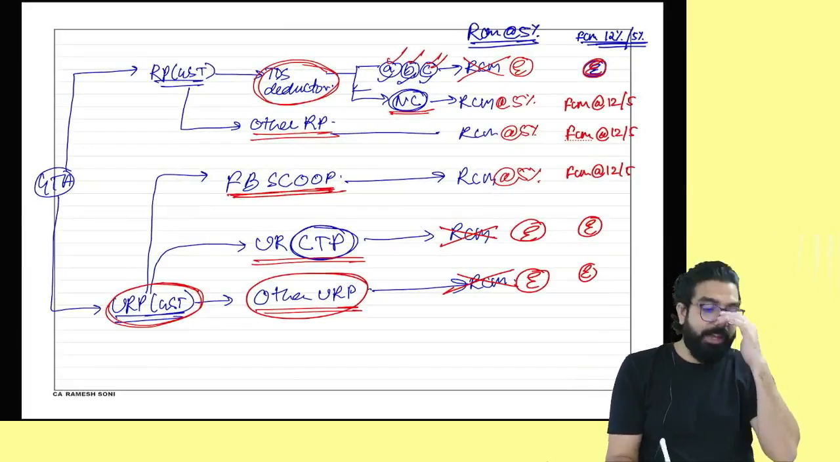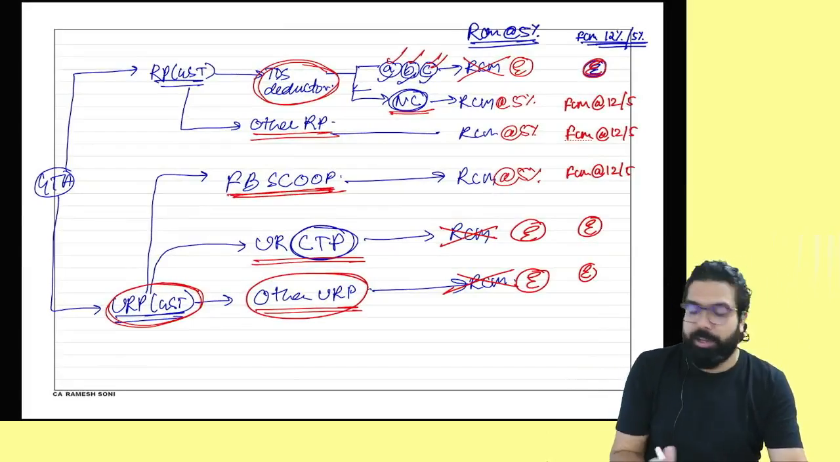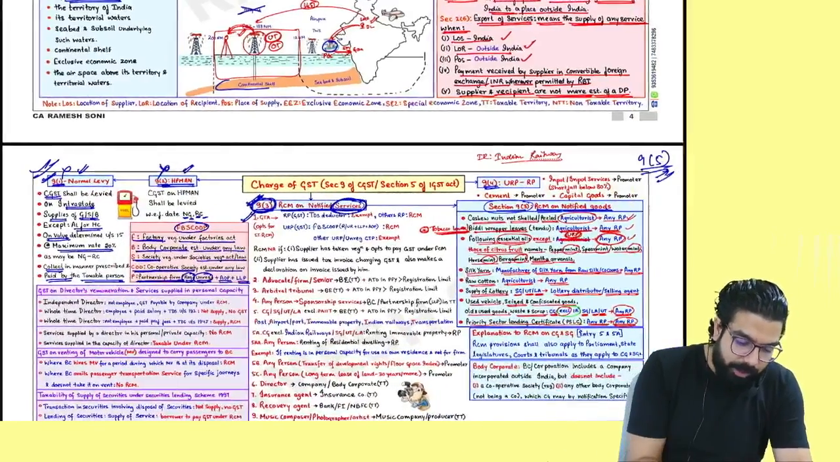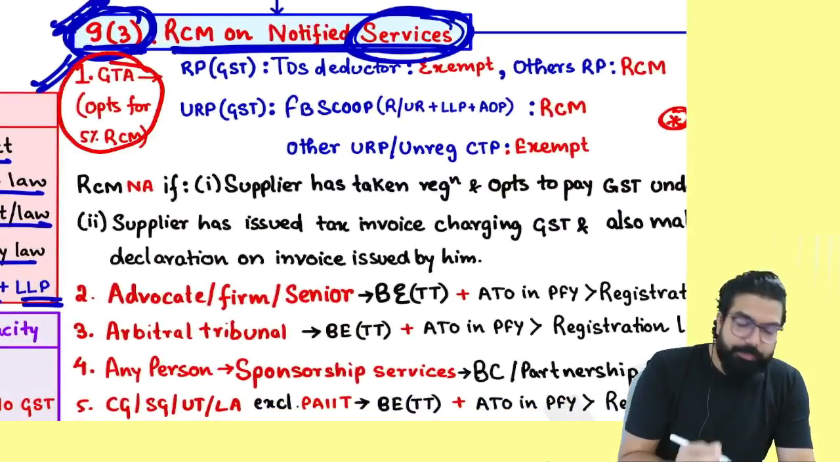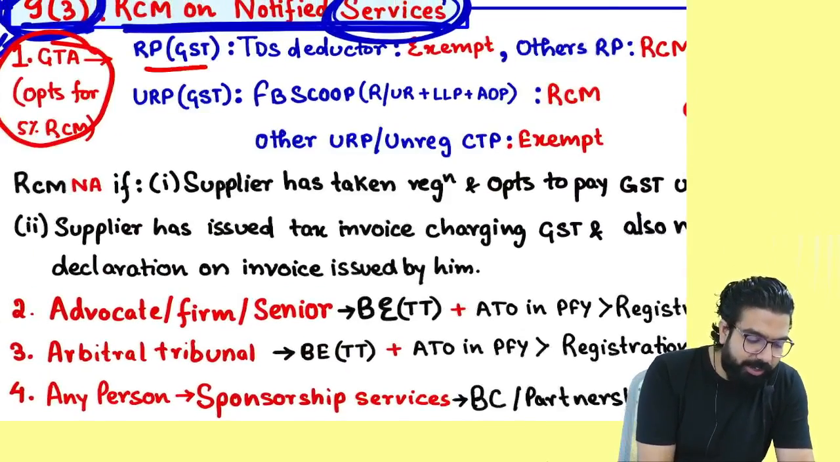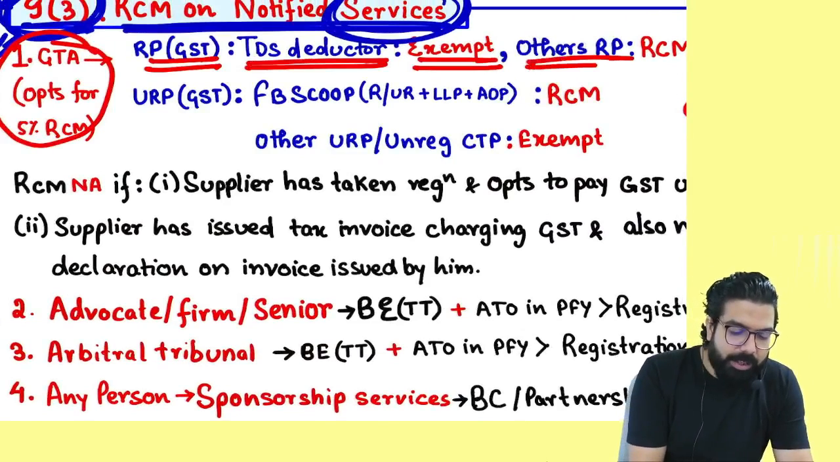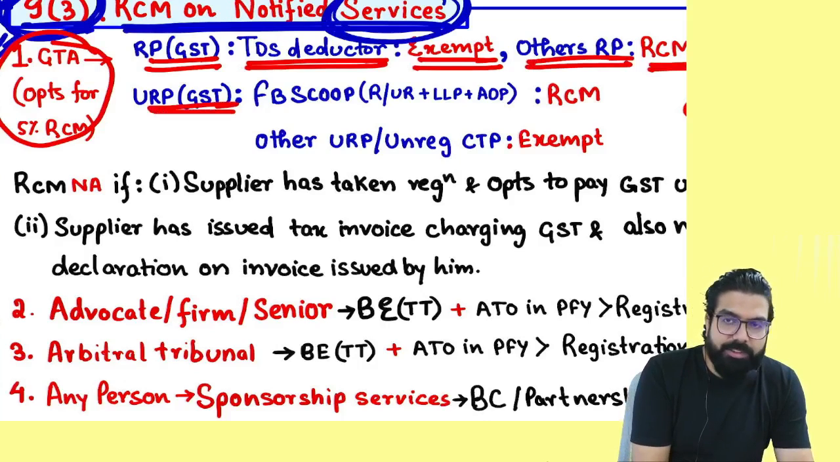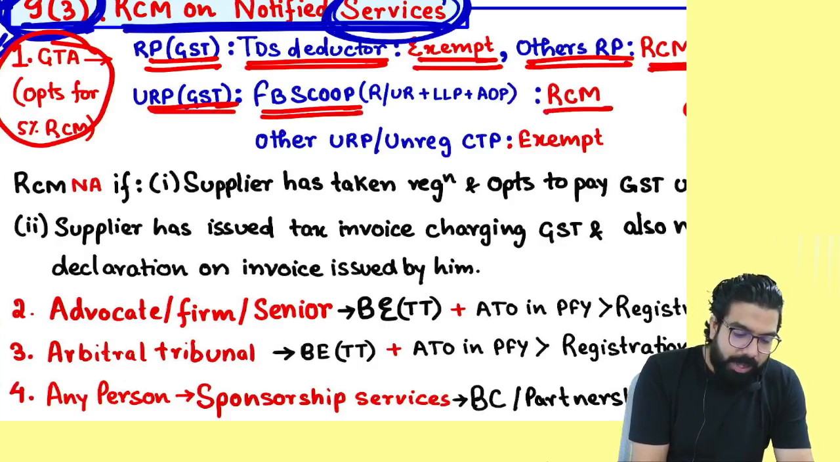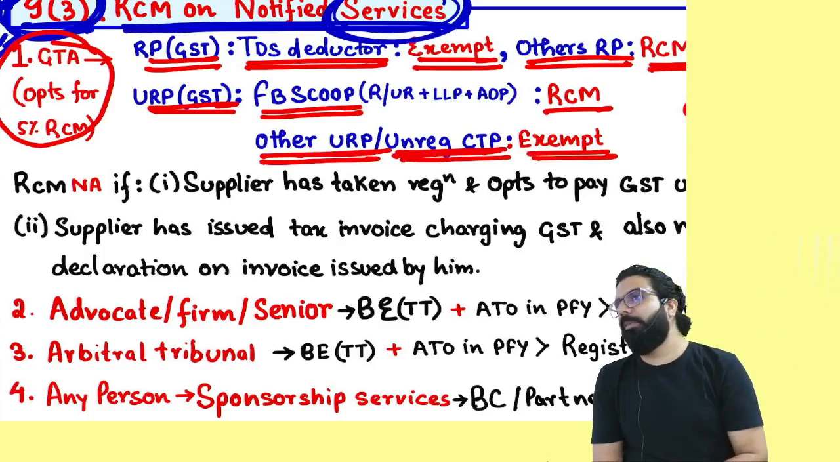Everyone listen to me very carefully. The same thing I have told over here. GTA is giving services to a registered person who is a TDS deductor, then always GST will be exempted. Other registered person, RCM. GTA is giving services to unregistered person under GST. If it is FB scoop, RCM. If it is other registered person or it is other unregistered person or unregistered CTP, then it will always be exempted. Is my point clear to all?